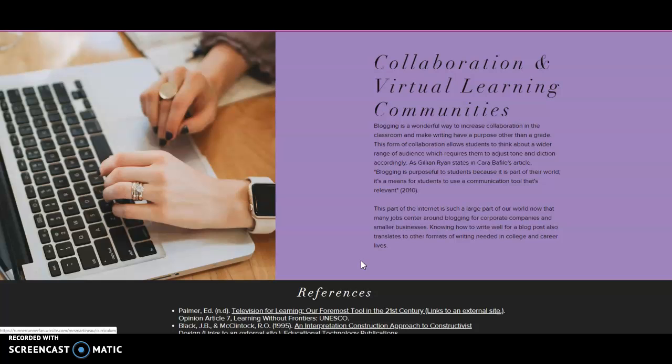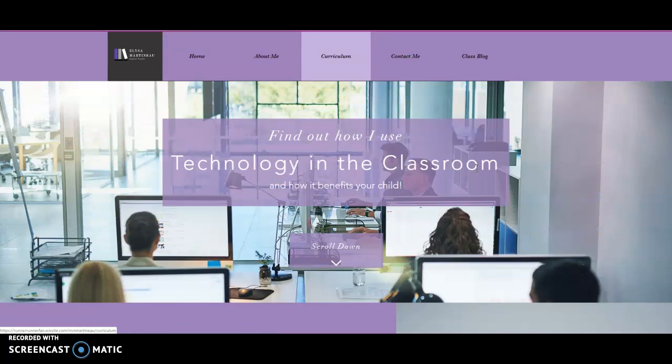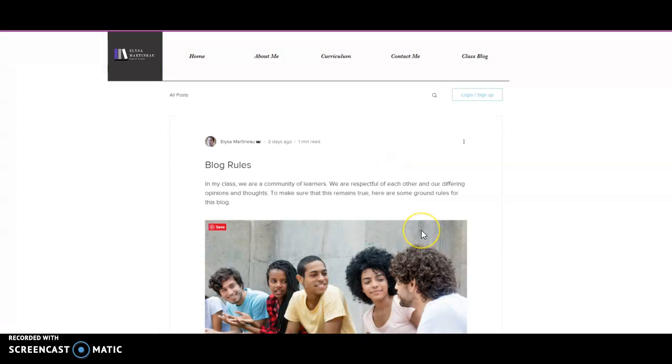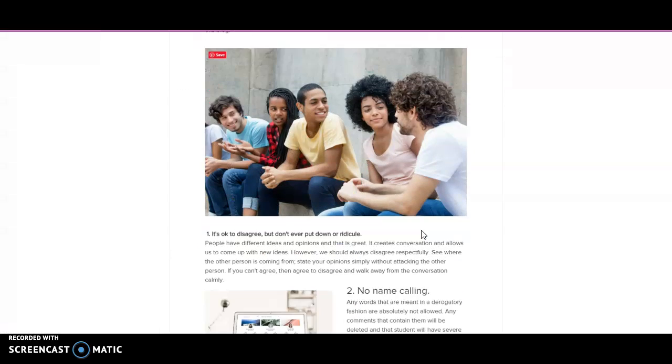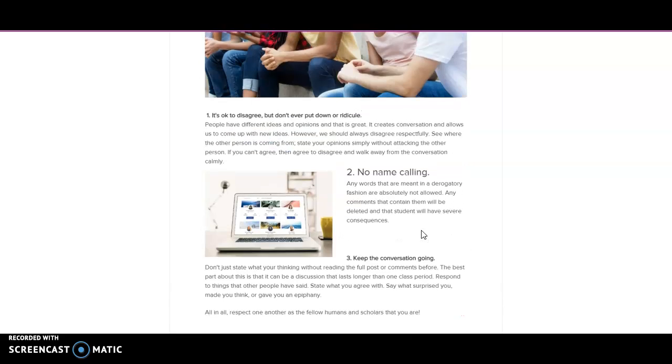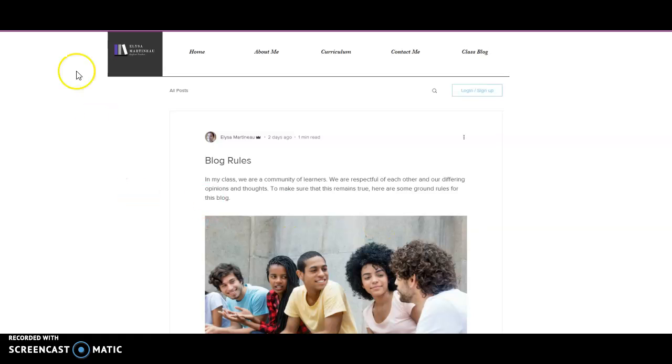And then collaboration and virtual learning communities, that in particular, we are having a class blog where a lot of different things will be posted. Different assignments, different discussion works, things like that. My only post on here right now is blog rules, which basically talks about that they're to be respectful to each other, that the comments will be monitored, and that they should be responsible.